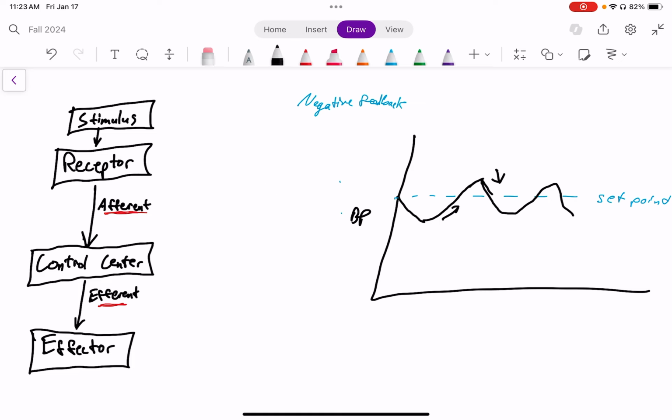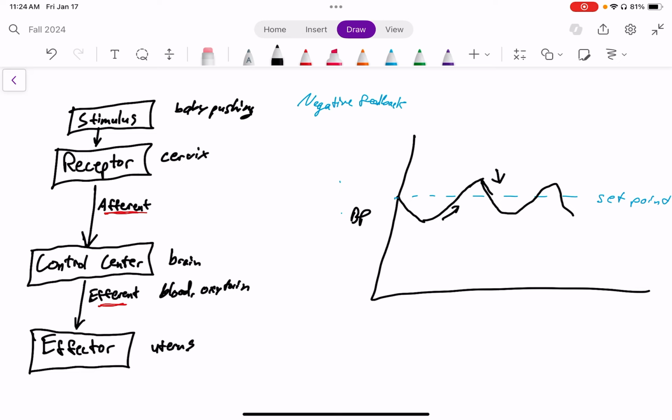In birth, what we have is a stimulus where the baby is pushing on the cervix, and that produces a stimulus. The receptors on the cervix receive that stimulus of the baby pushing, and they send an afferent nerve signal to the brain, and the brain then sends an efferent signal in the blood through oxytocin and tells the uterus to contract.